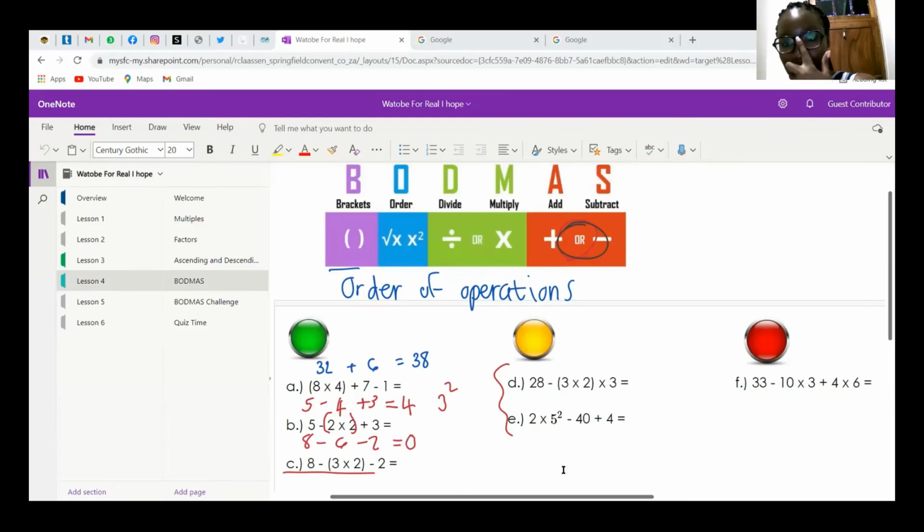Awesome. All right, and then D, we've got 3 times 2 in brackets, so we're going to do the brackets part first, and this is going to give us 3 times 2, which is 6. And then we have to do the multiplication again, so 6 times 3 over here is going to give me 18, and then 28 minus 18 is going to give me 10. I hope you guys saw that one today. Okay, so we still do the multiplication, but we work from left to right. Okay, this is equal to 10.